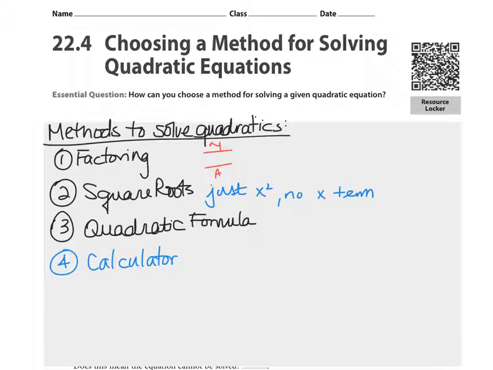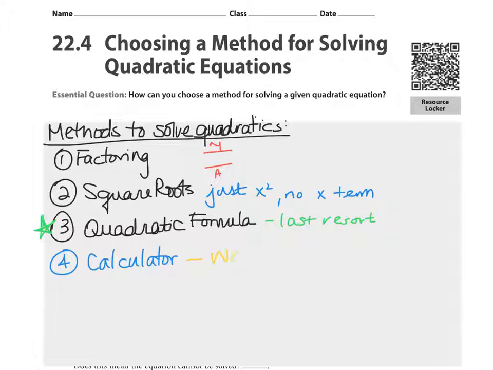Quadratic formula, that's kind of our last resort. It's not that quadratic formula is bad, it's just that it's long. So it will actually always work. That's the good thing about quadratic formula, is it will always work, where the other methods don't always, but it takes a while.